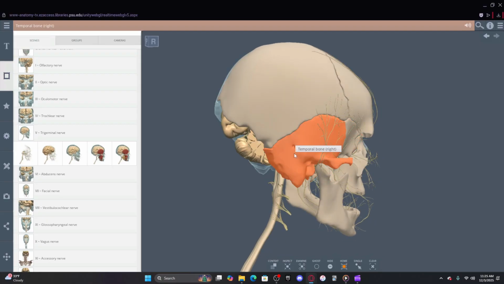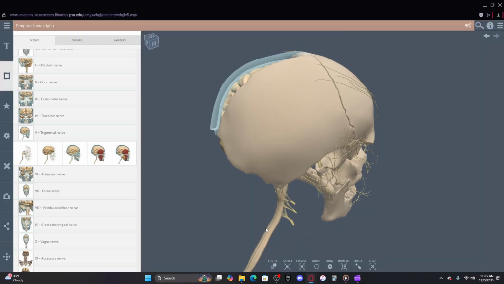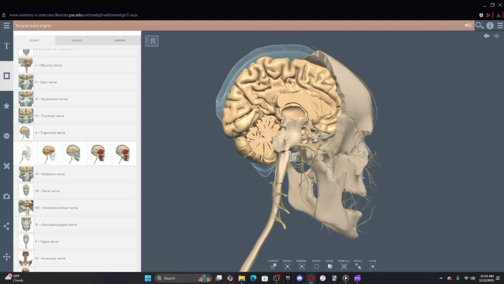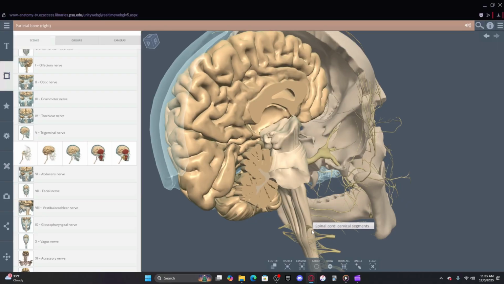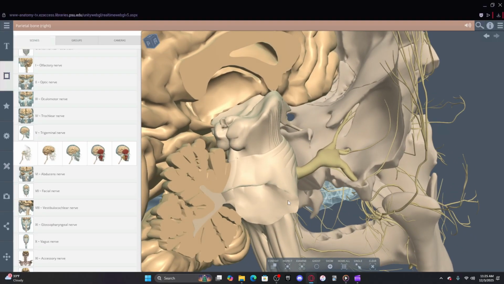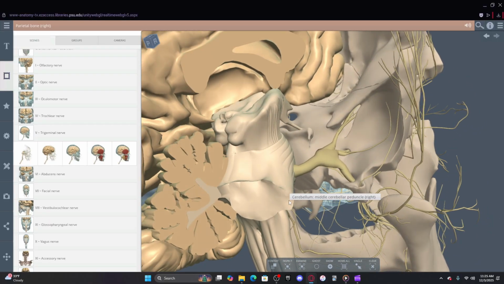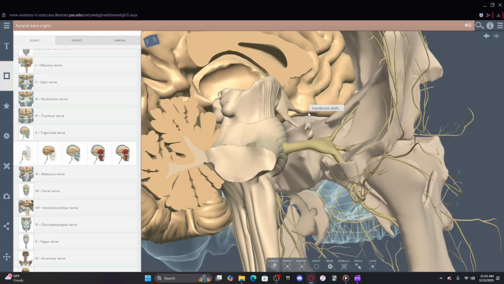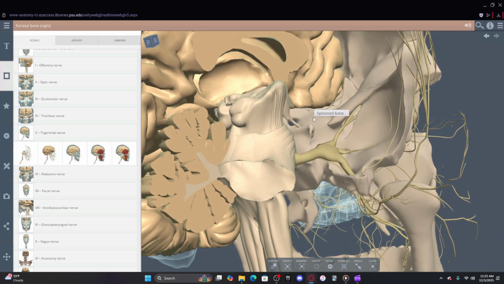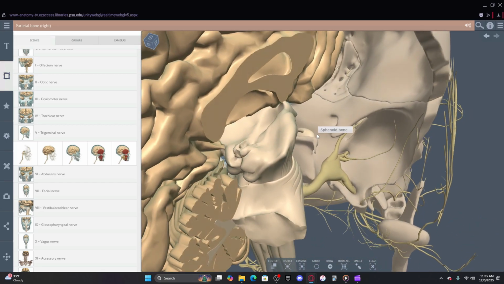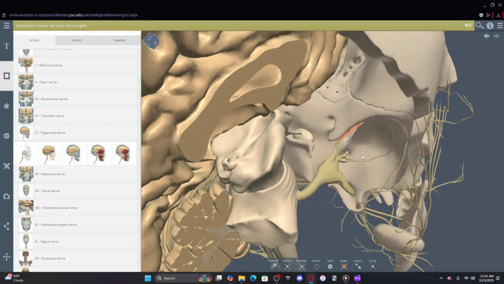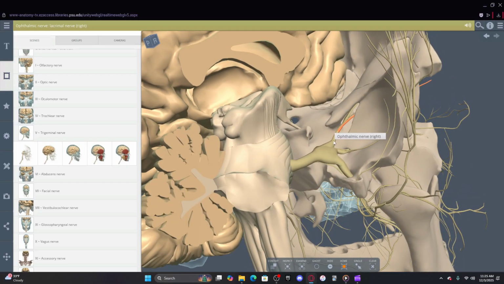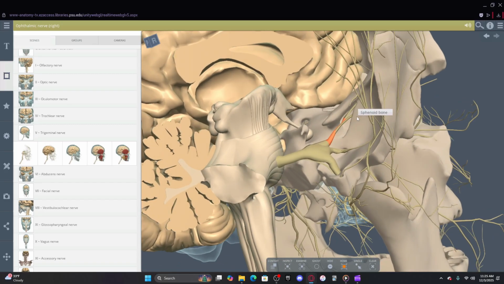Just remove the temporal. There we go. Okay, so now we can see clearly. Right, so cranial nerve number 5, we see trigeminal. Right? The ophthalmic branch of trigeminal enters the superior orbital fissure. Right, so we can see the ophthalmic branch of trigeminal entering via the superior orbital fissure.